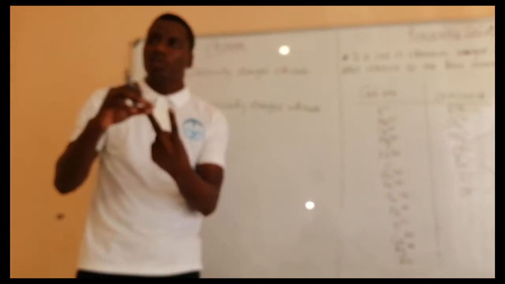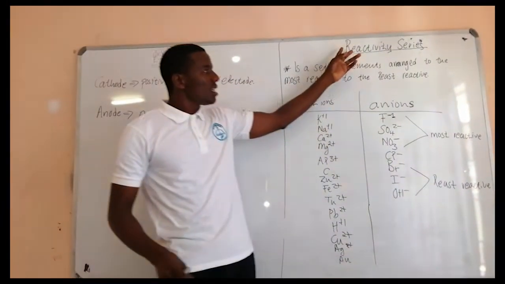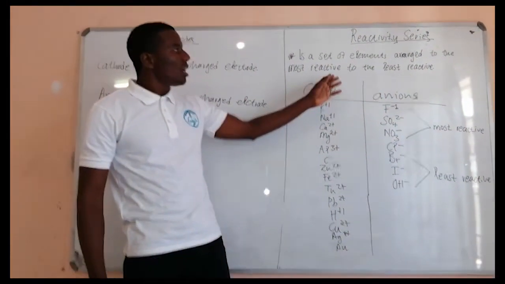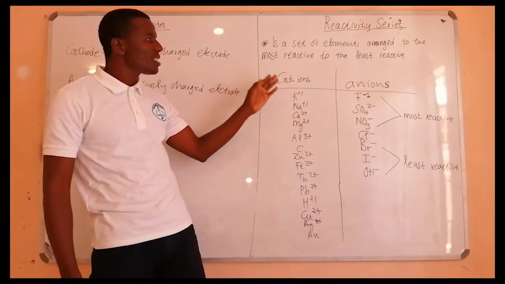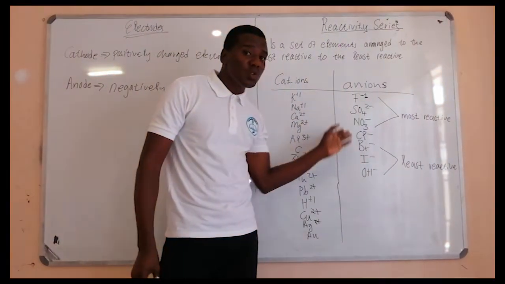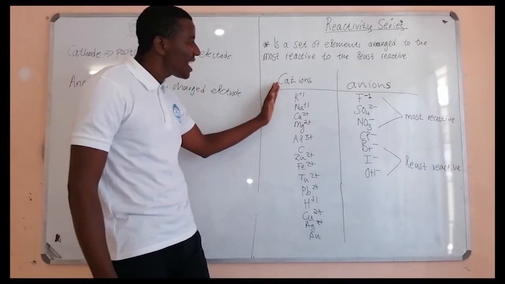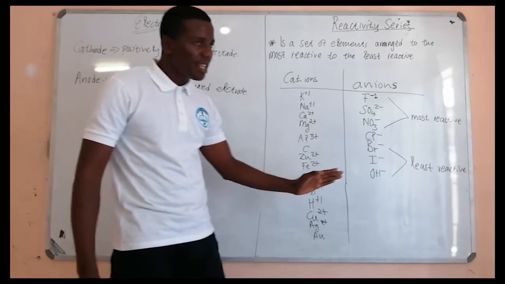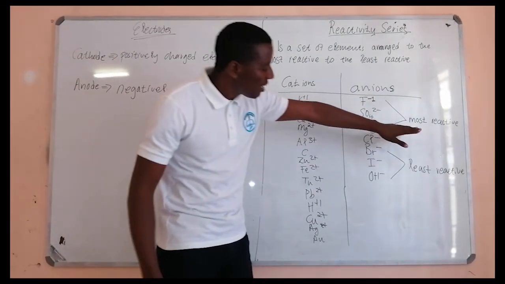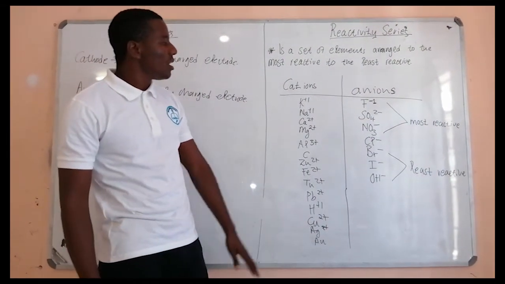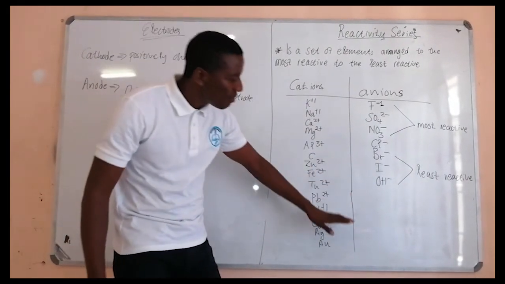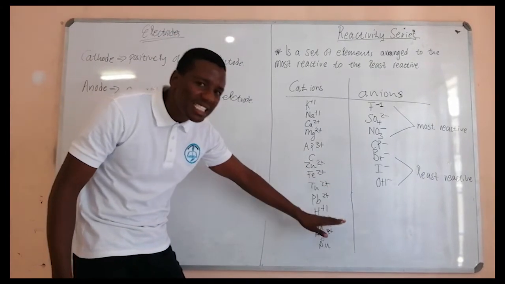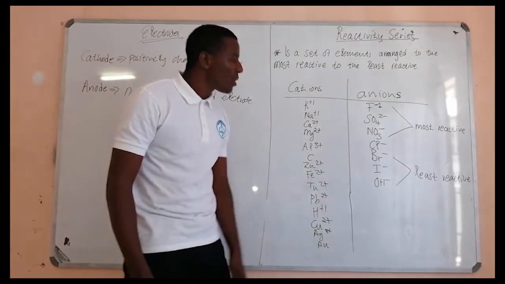Now, I want us to look at two things there. We can look at this thing here on this other board. We have what you call a reactivity series. The reactivity series is divided into two parts. We have the cations and we have the anions. And then, like I mentioned here, we have the most reactive elements, and at the bottom there, we have the less reactive elements. Now, look at this.